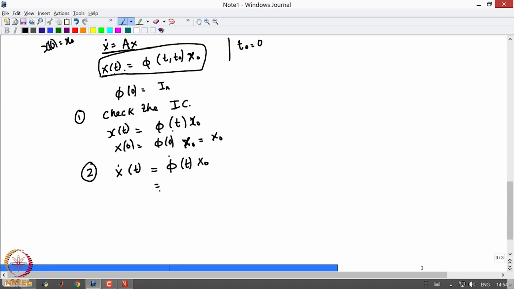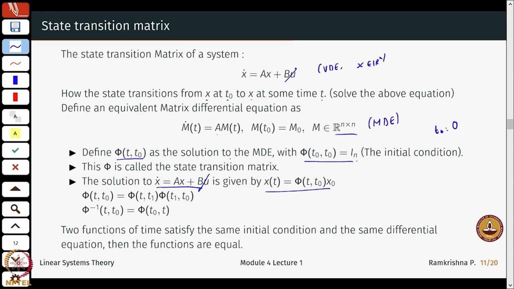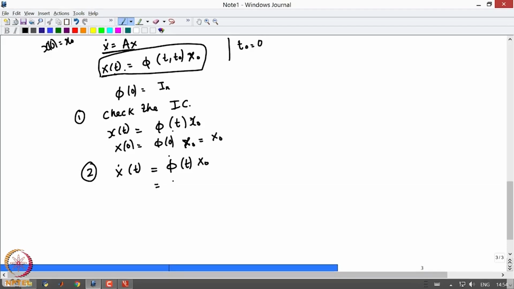Okay. Now, where does phi dot t come from? Well, phi dot t is the solution to this matrix differential equation, which means phi dot is such that it satisfies A times phi of t x naught. Okay. Now, what is phi of t x naught? Phi of t x naught is exactly this. This is A times x of t.